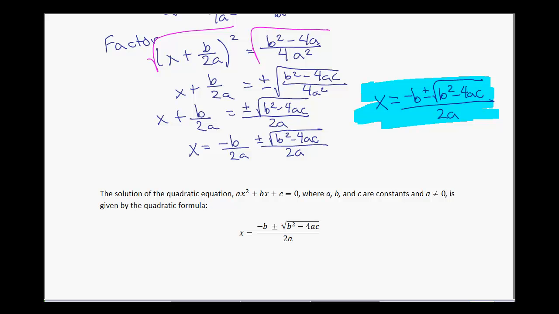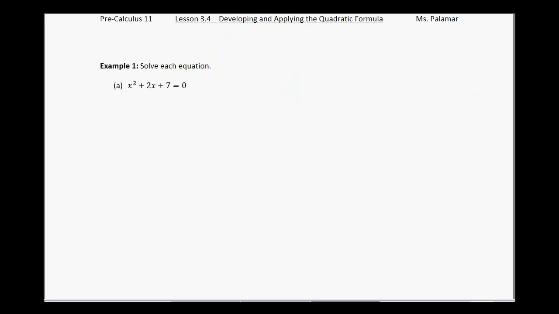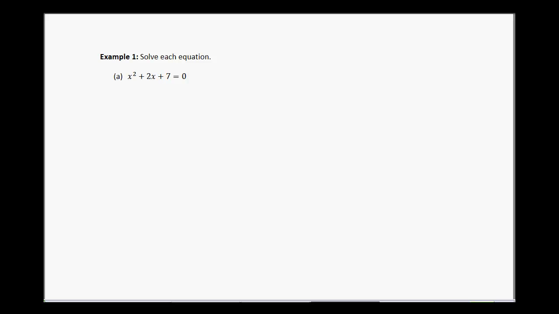So now we're going to go ahead and use that formula to help us solve some quadratic equations. Example 1. Solve each equation. Here we have a quadratic equation, x squared plus 2x plus 7 equals 0. We cannot factor this equation because there are no two numbers that multiply to 7 and add to 2. So let's try to use our new quadratic formula. We have an equation of the form ax squared plus bx plus c equals 0, and here a equals 1, b equals 2, and c equals 7.